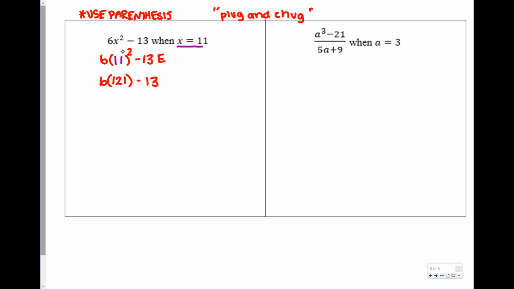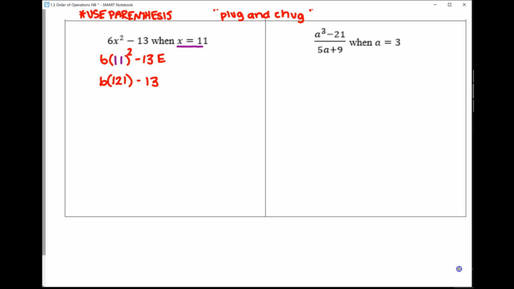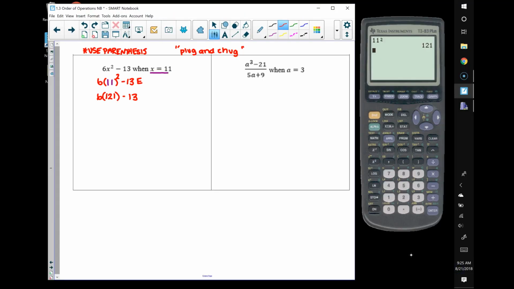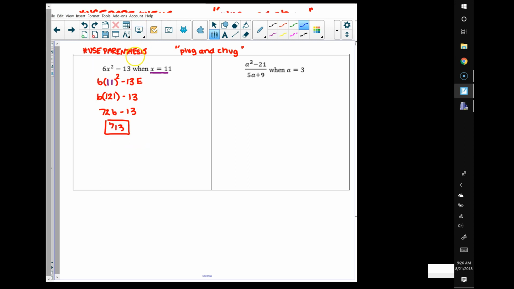Now I'm going to do the multiplication 6 times 121. I shouldn't have done that because I need the calculator for that. I can't do that in my head. Maybe you guys can. But I'm going to use my calculator to do 121 times 6. I'm going to get a pretty big number, and that's okay. Don't freak out when you get big numbers. So this becomes 726 minus 13, and 726 minus 13 is going to give me 713. Big numbers are not a problem. Don't freak out with big numbers. It is okay.